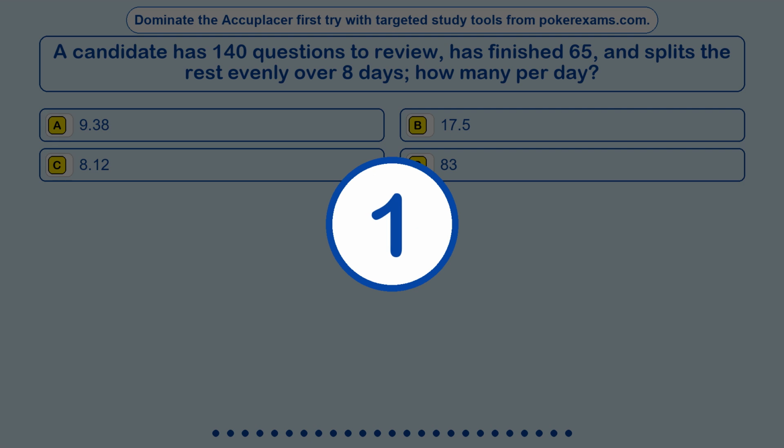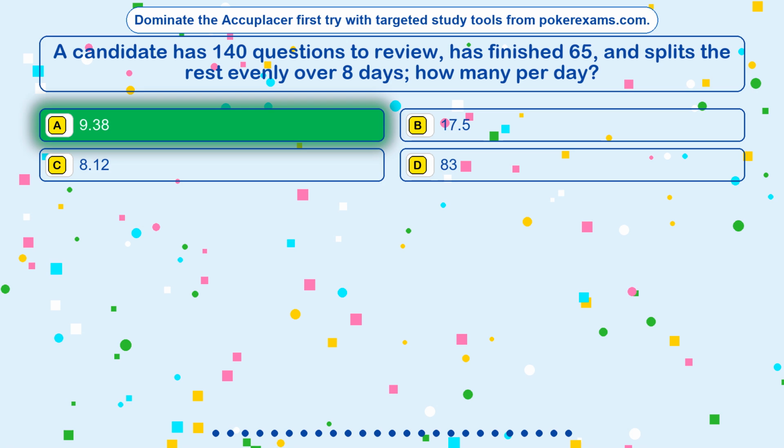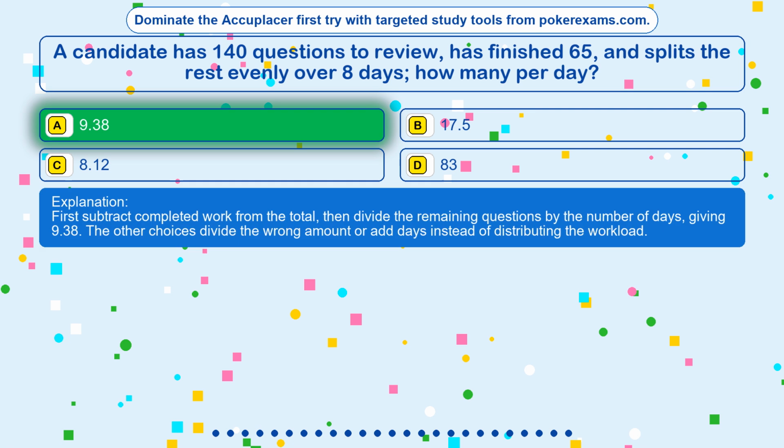The correct answer is option A, 9.38. First subtract completed work from the total, then divide the remaining questions by the number of days, giving 9.38. The other choices divide the wrong amount or add days instead of distributing the workload.